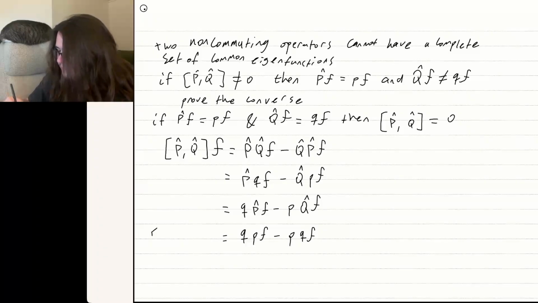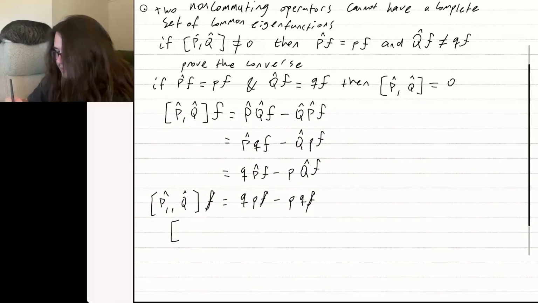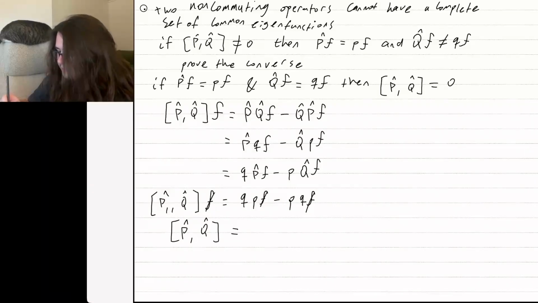Now that we have everything multiplied by the function at the end, we can cancel out the function on either side. So the commutator of P with Q is equal to QP minus PQ, which is actually just 0. So yes.